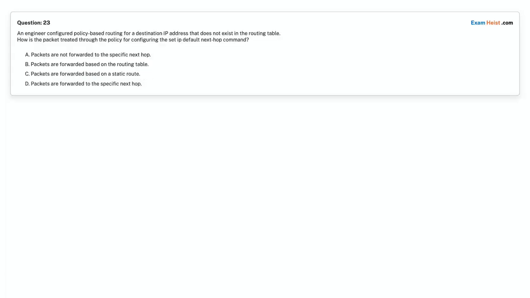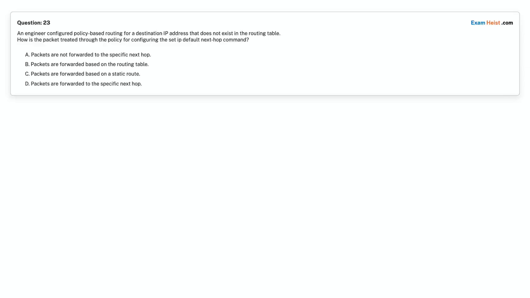Question 23. An engineer configured policy-based routing for a destination IP address that does not exist in the routing table. How is the packet treated through the policy for configuring the set ip default next-hop command? Option A. Packets are not forwarded to the specific next hop. Option B. Packets are forwarded based on the routing table. Option C. Packets are forwarded based on a static route. Option D. Packets are forwarded to the specific next hop.